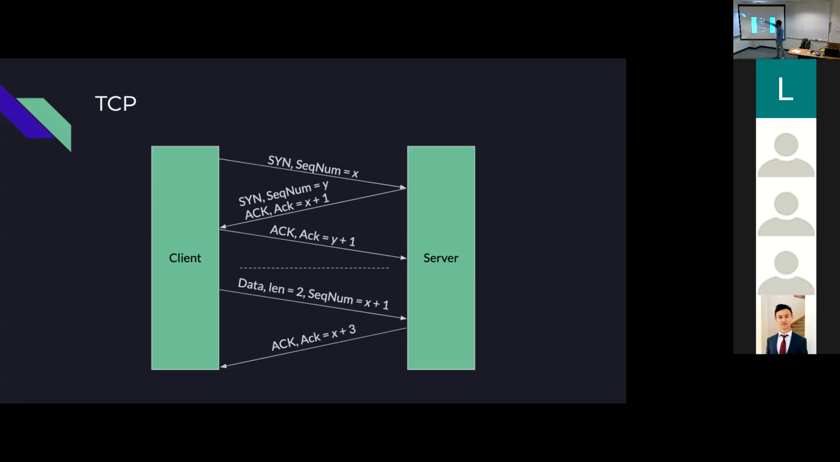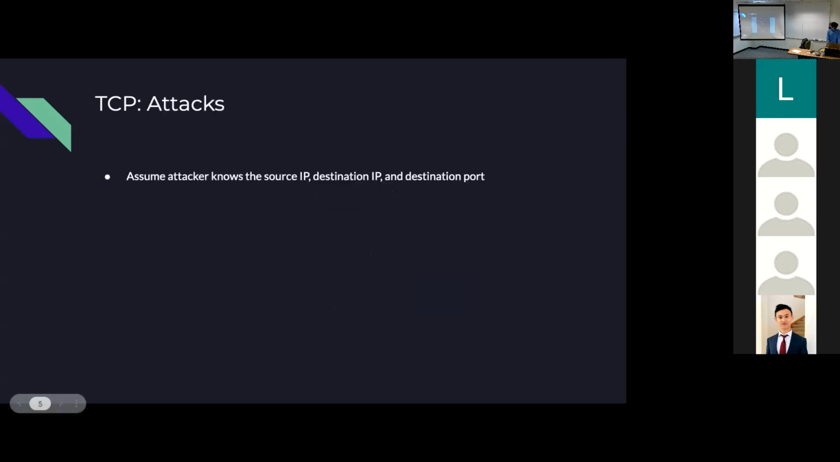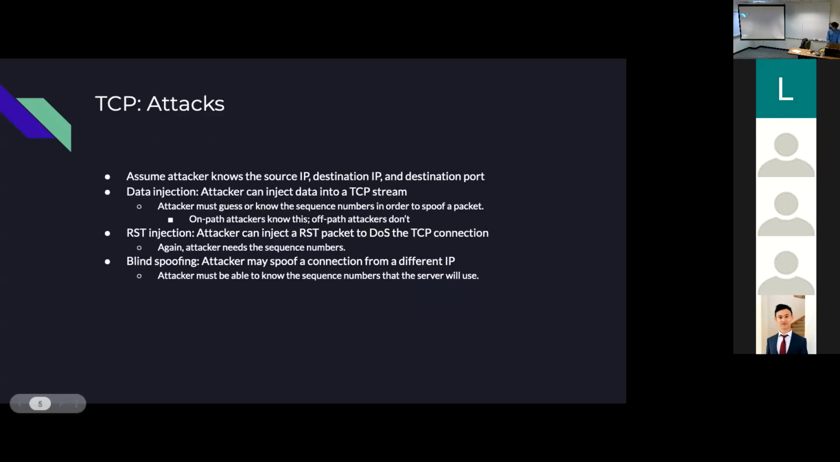And then if the attacker can see, oh, I see the server use sequence number Y, then I can inject an ACK packet to finish the three-way handshake, and then inject data before the client realizes, hey, I received a SYN-ACK packet without sending a SYN, something weird is going on, and the client's going to reset. So for these blind spoofing and blind injection attacks, you need to be able to know what the sequence numbers are. All right, questions?